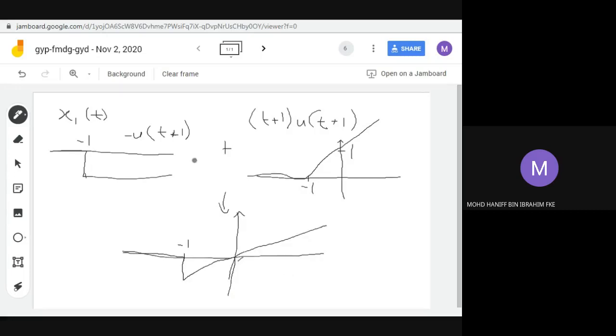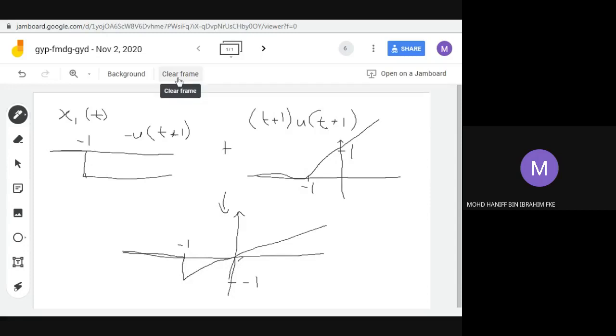Yeah, so the addition of these two will give us this. This is at -1. Okay, so the slope of this straight line is 1, which follows the slope here. Okay, that should be the sketch for x1(t). Any question for that, for x1(t)? No, I think it's clear, Doctor. Okay, good. So let us proceed with x2(t) now, because it's requested from the question.